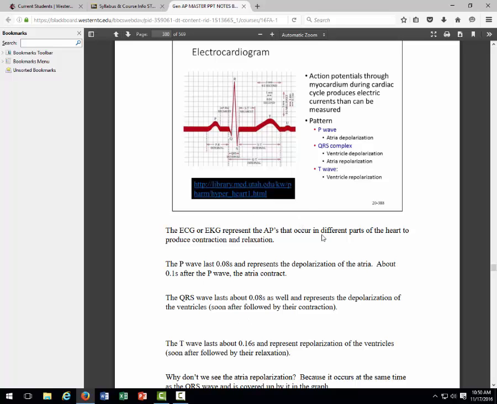So there's a nice little animation you can watch here showing the EKG, which is a good thing to review, so be sure you look at that.